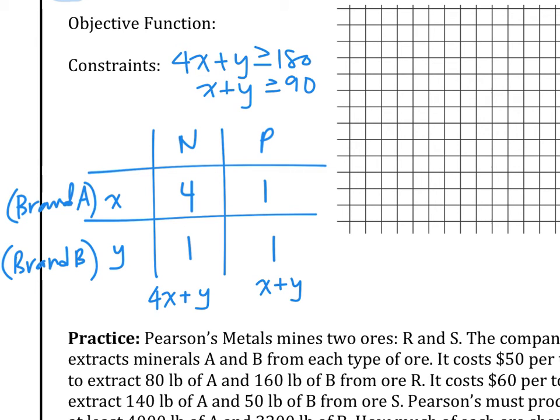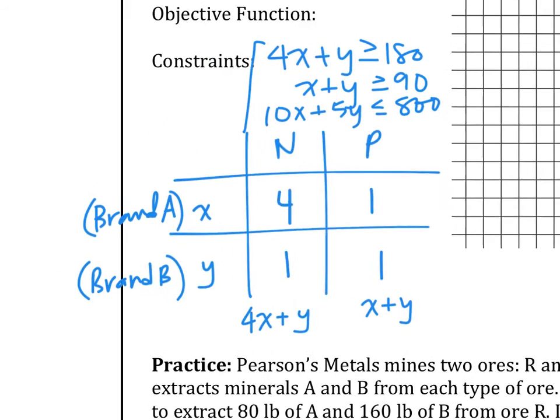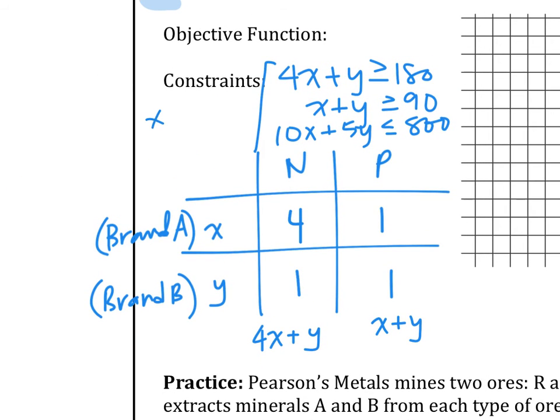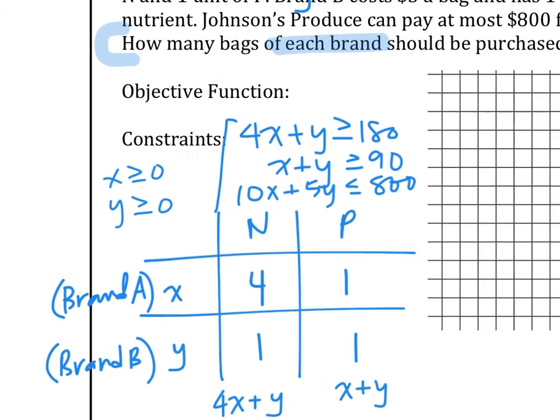And brand A costs 10. Brand B costs 5. So how do I write that as a constraint? 10x plus 5y at most 800, less than or equal to 800. Okay, so those are my 3 constraints besides my implicit ones. Implicit means we cannot buy a negative amount of each one, so both of them are going to be greater than or equal to 0. This is implicit. Even if they don't tell you, you wouldn't give them a negative answer anyway.